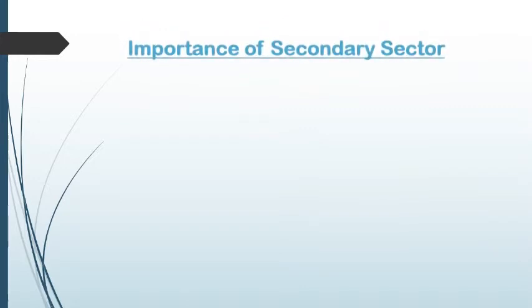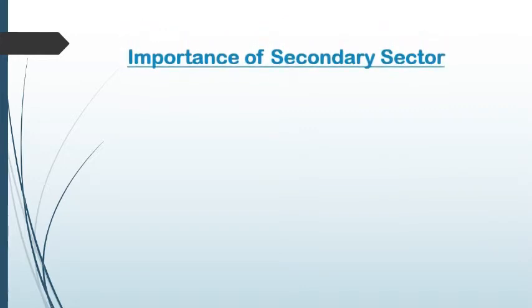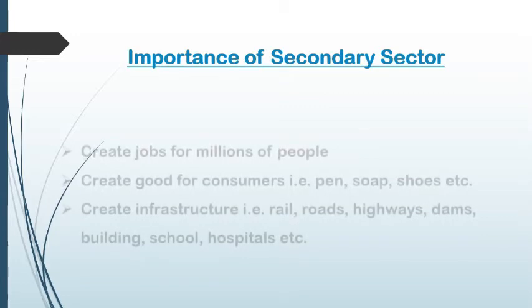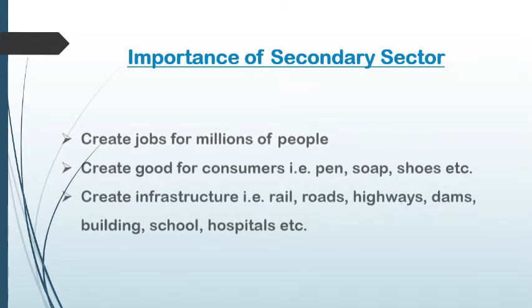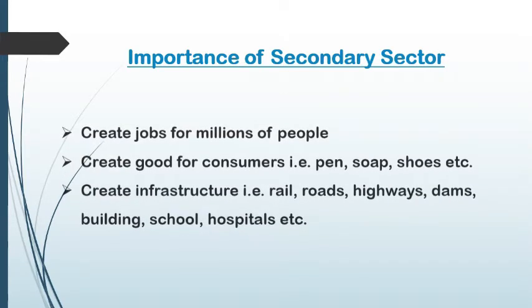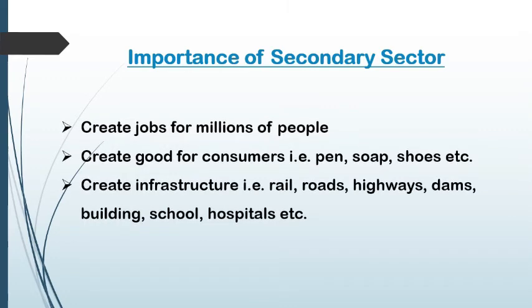Role of secondary sector. The contribution of secondary sector in India's GDP has been increasing over time after independence. This growth can be attributed to increased number of manufacturing industries. This sector provides work to millions of people. It creates perishable goods like pen, paper, shoes for consumers. It also helps to grow infrastructure like rails, roads, bridges, schools and hospitals.